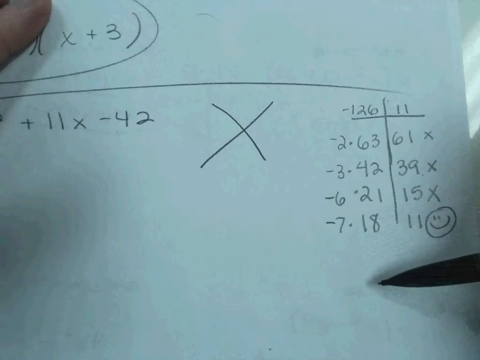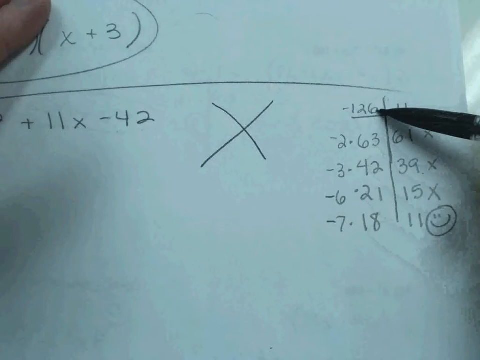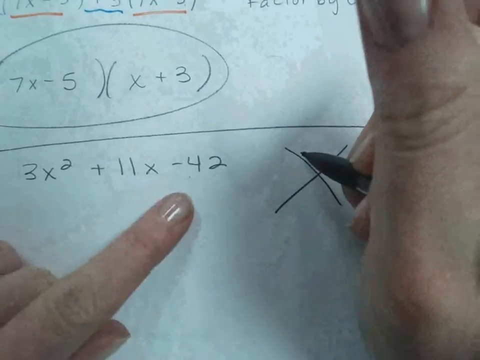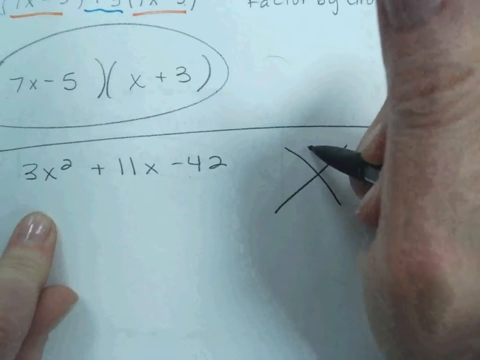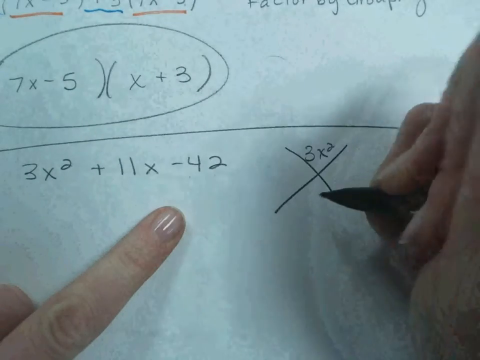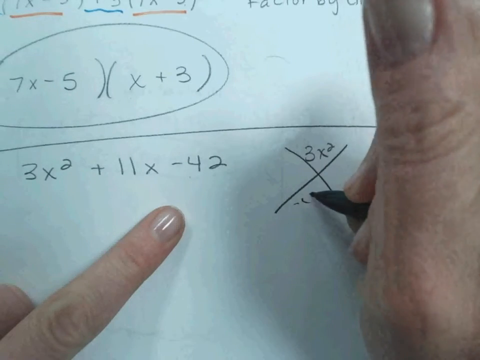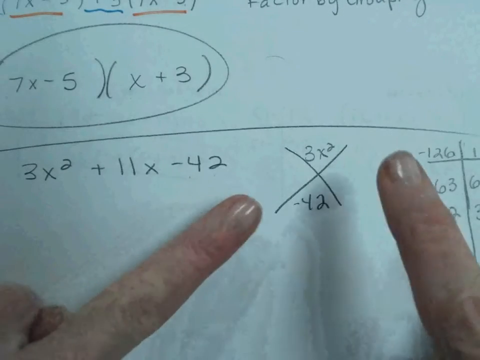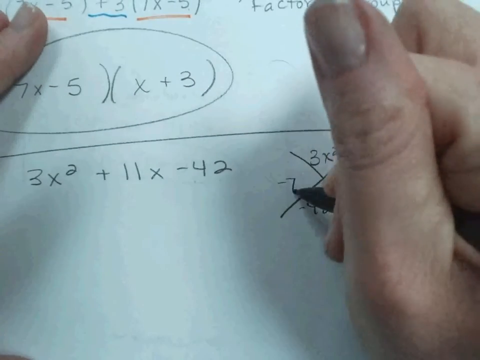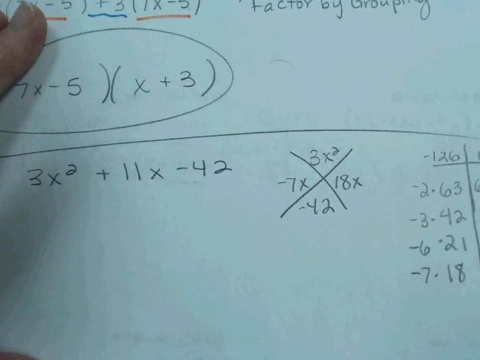But notice how I kept these in order rather than jumping around. I only had to try 4 times. So it helps to write them down and to stay in order. And at the top goes 3x squared, and the bottom is negative 42. And on the sides, that's where we're splitting the 11x. Negative 7x and 18x.